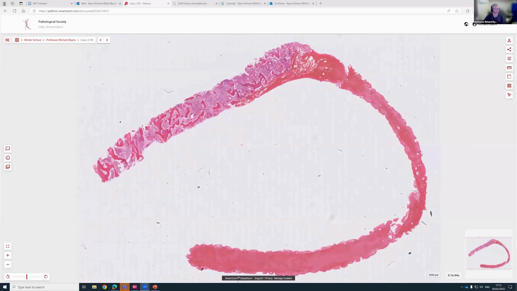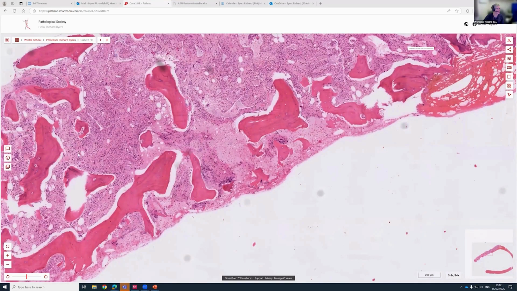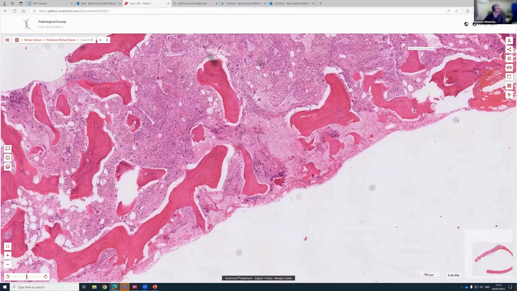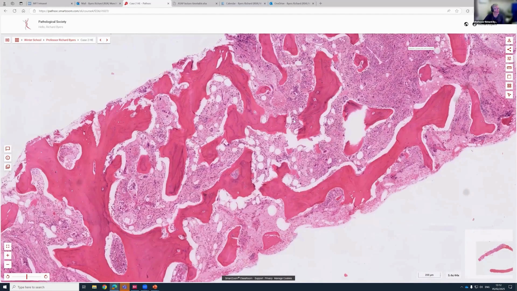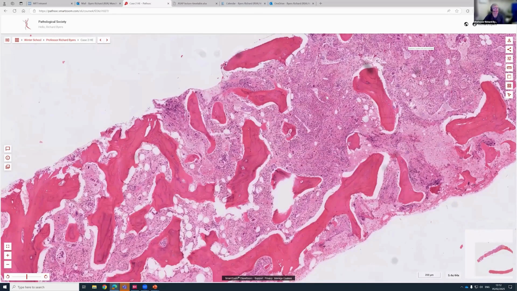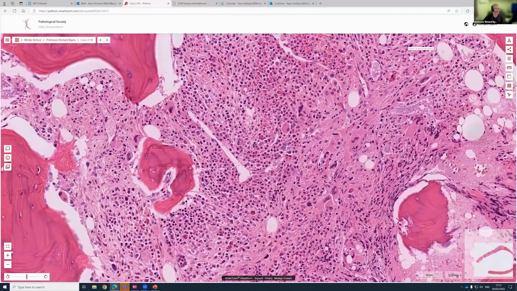So case 2, we've got a long core here of blood clots, so I'll ignore that. But we've otherwise got a very nice core of bone marrow. And you can see the bone is sclerotic. It's irregular. There's focal woven bone in places. So we've obviously got osteosclerosis. And when you look at the marrow, the cellularity is maybe a little bit reduced. This is a patient in their 60s. And even at this power, we can see lots of atypical megakaryocytes, which are forming clusters in places.